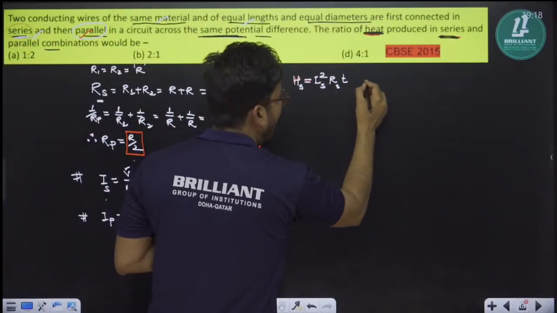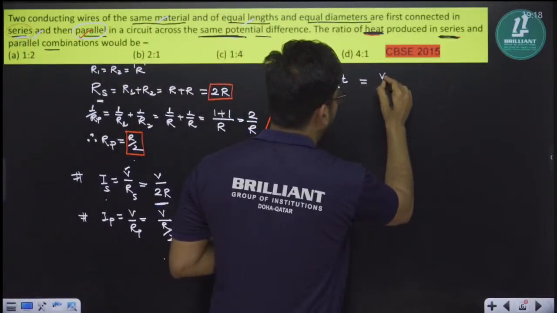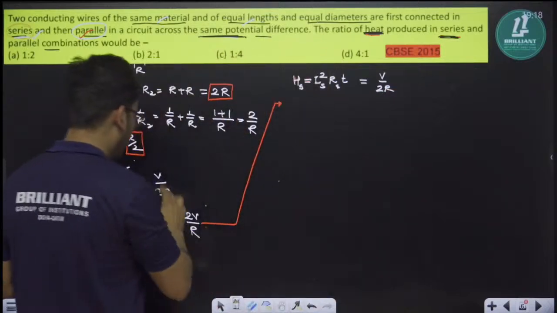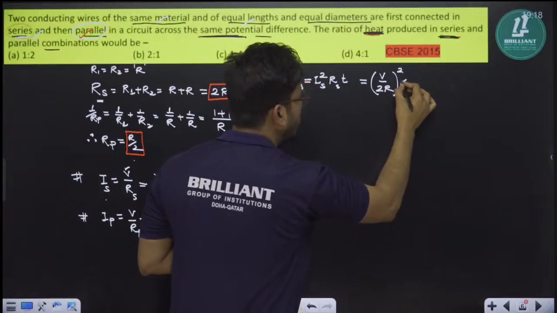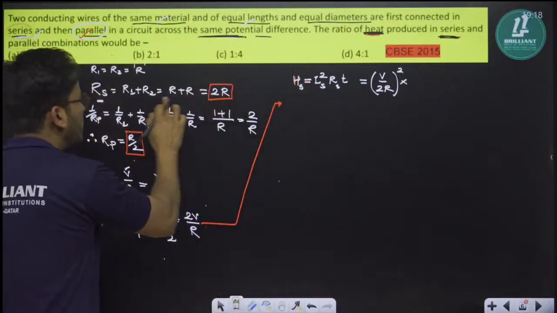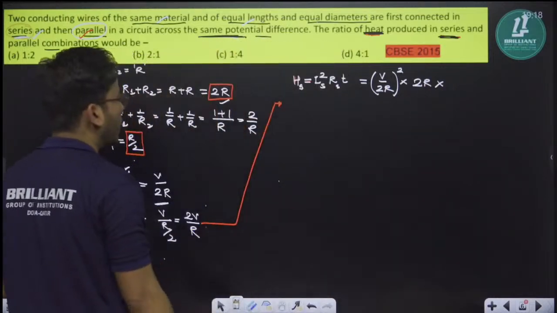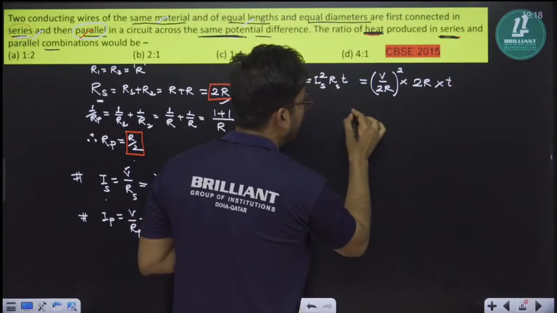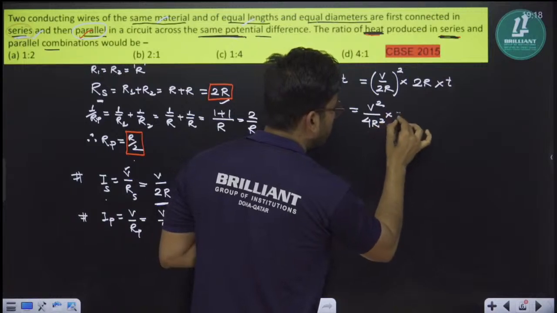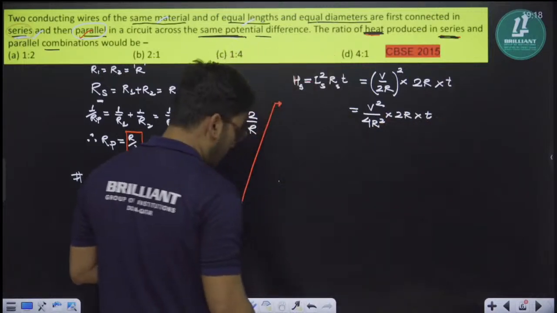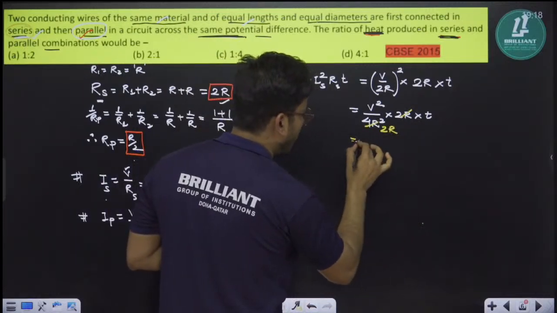So when I do so, I will see that the current value in series is V divided by twice R, and you have a whole square here, into resistance in series. So resistance in series is twice R. So twice R into time T, and I will continue solving it. It becomes V square divided by 4 times R square, into twice R into T, right? Next, I'm going to try to cancel it. So twice R, it goes twice, right? So what is your answer over here?